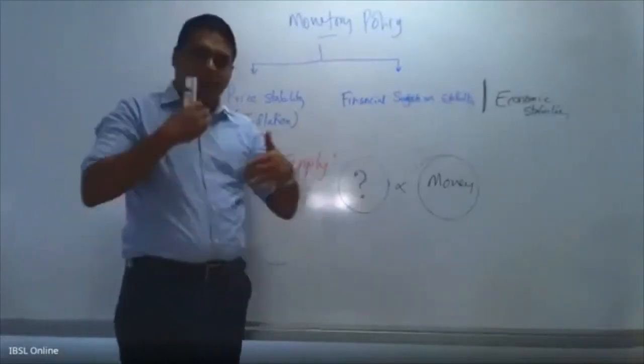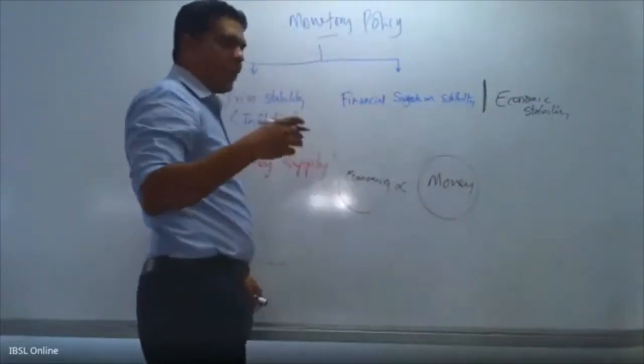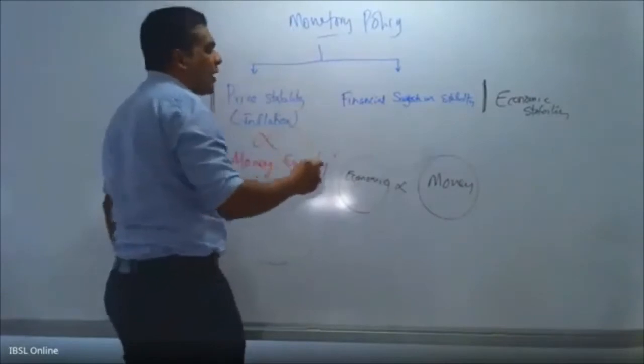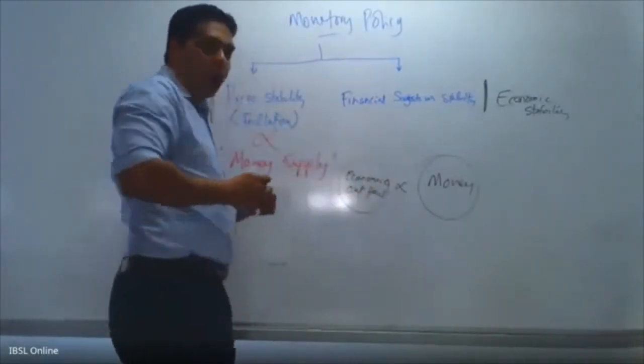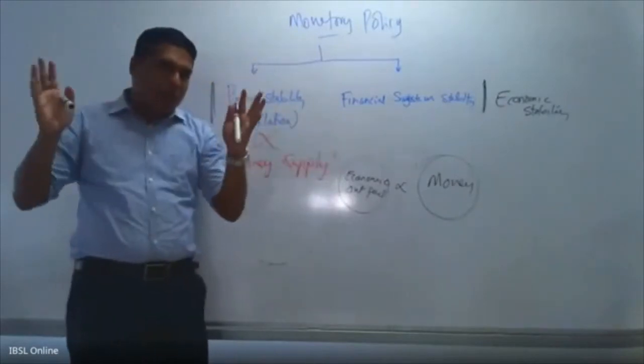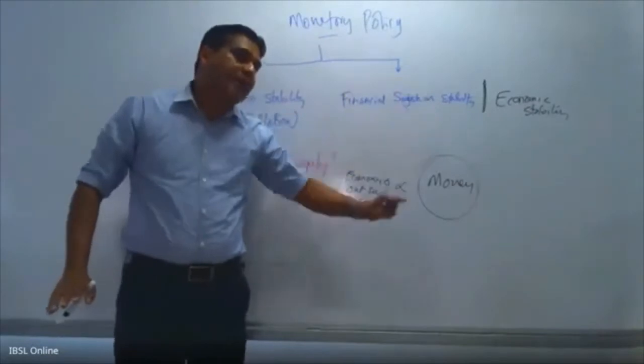Money supply is a function of what? Sir, depending on the needs and wants of the people. Very good. What do you call that? Economic output. The production function determines how much money you need.